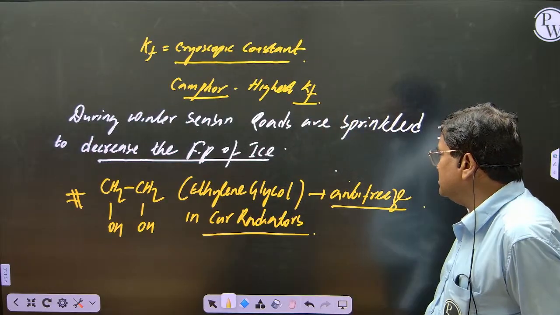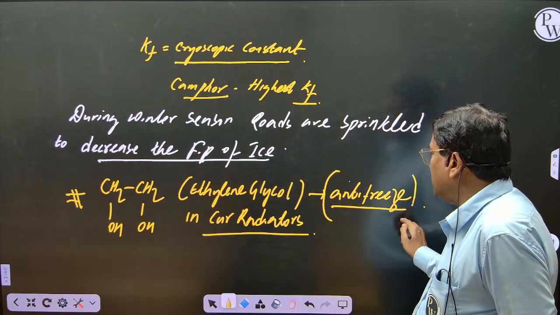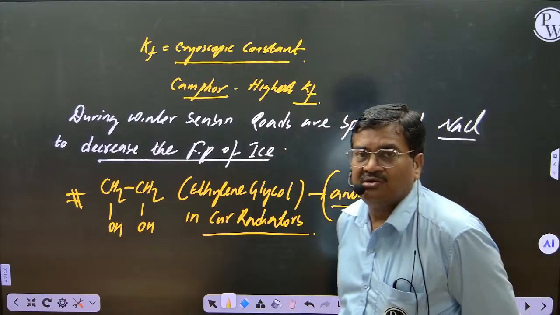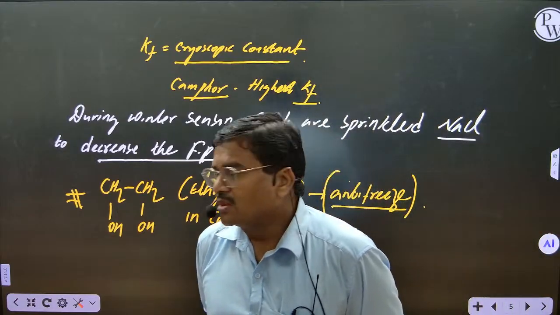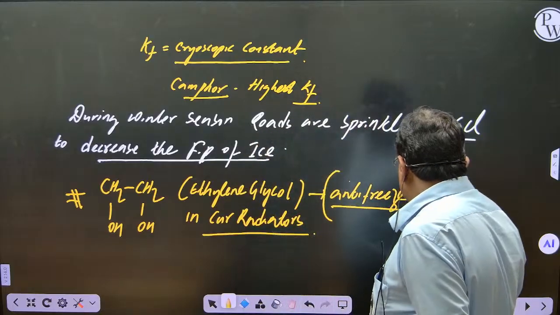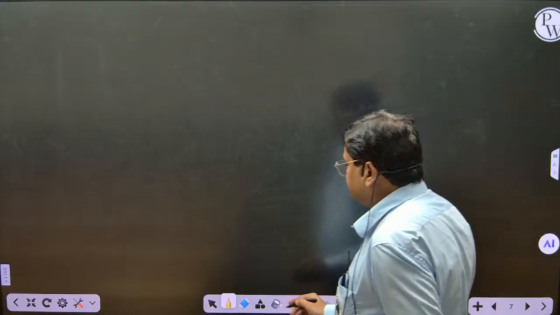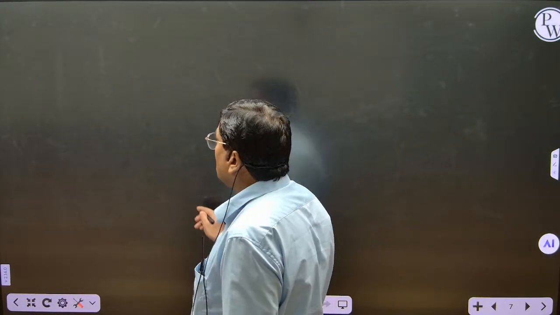Ethylene glycol is used as antifreeze in car radiators during winter season. As an antifreeze, what it does, it will not allow ice to form. Now write one question related to depression in freezing point. A question you write.